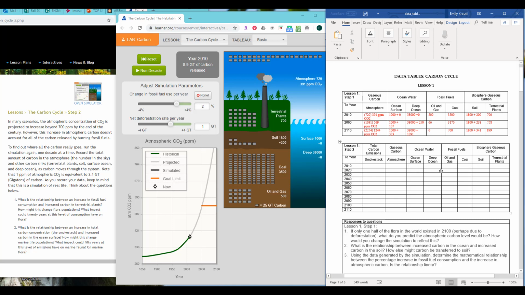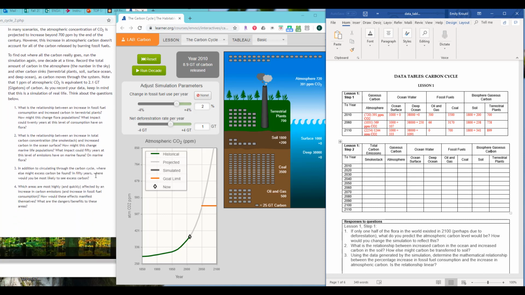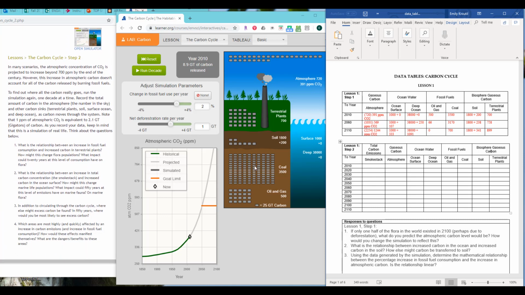Okay, so we're going to look at terrestrial plants, soil, surface ocean, deep ocean. Okay, that's basically this one and this one. And then as carbon moves through the system, we note that 1 ppm of atmospheric CO2 is equivalent to 2.1 gigatons of carbon. And then as you record your data, keep in mind that this is a simulation. So we're basically going to do this, you know, one at a time.